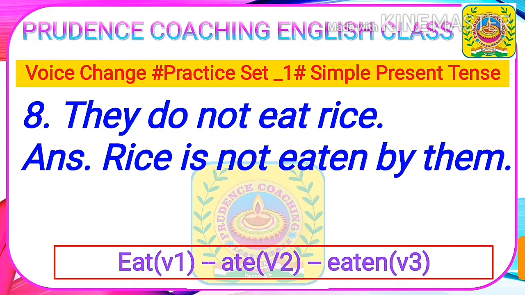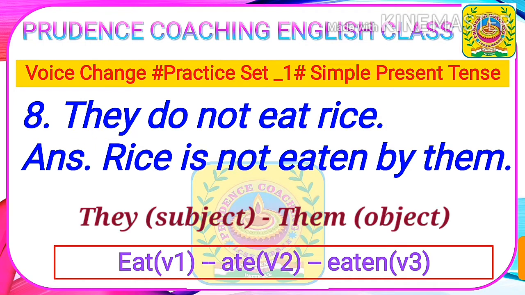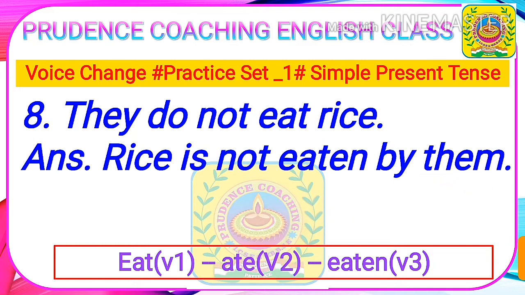So first we need to see that the doer of the action is they, which is also the subject of this statement, so it is given in the active voice. So first we need to swap the subject and the object. The object rice will become our subject in the passive voice, they will become our object, but we know the objective form of they is them, so here we need to write them. Now we need to check the verb.